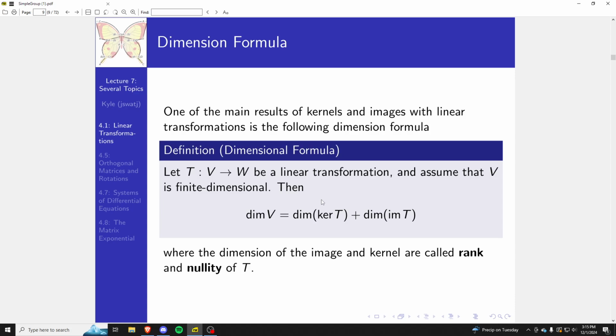And so this leads us obviously to the dimension formula. I mean, the last slide doesn't, but this is also another important result of kernel and image spaces. Basically, the dimension of V can be broken up into the dimension of the kernel of the transformation plus the dimension of the image of that transformation, assuming that V is finite dimensional. And we actually call these numbers here the nullity and the rank of T. I think I had it backwards there.